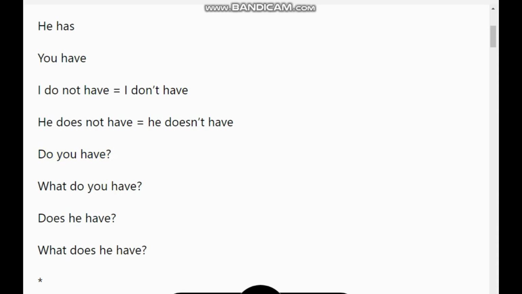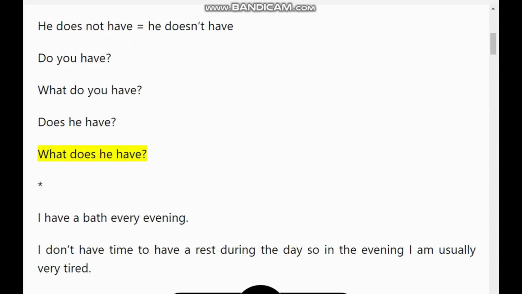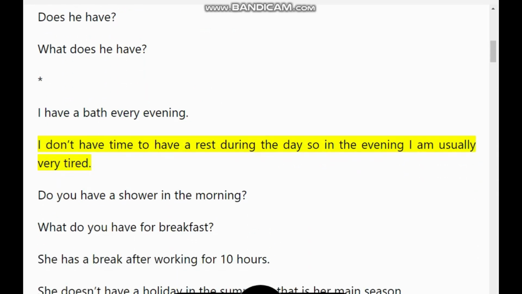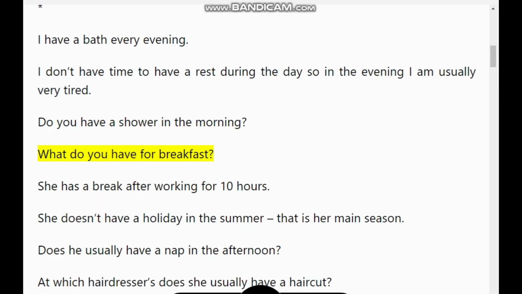Do you have? What do you have? Does he have? What does he have? I have a bath every evening. I don't have time to have a rest during the day, so in the evening I am usually very tired. Do you have a shower in the morning? What do you have for breakfast?